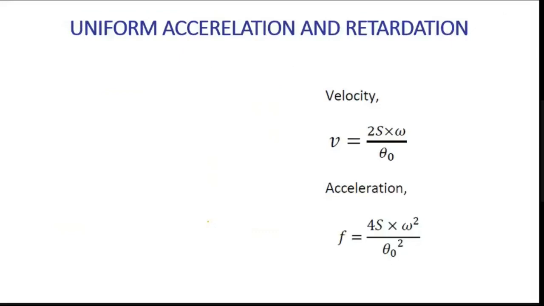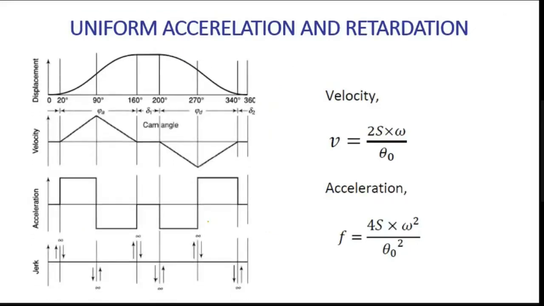So these are the velocity formulas for uniform acceleration and retardation. V is equal to 2s omega divided by theta naught, and F is equal to 4s omega square divided by theta naught square.